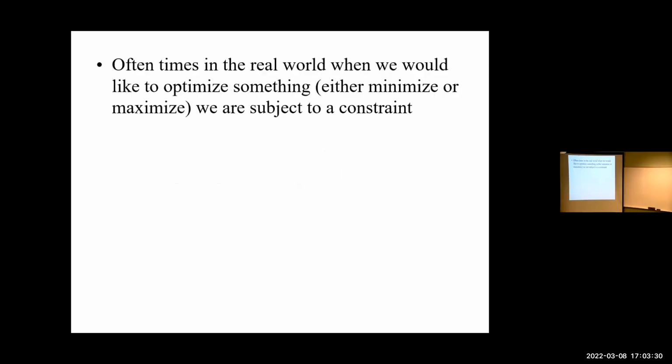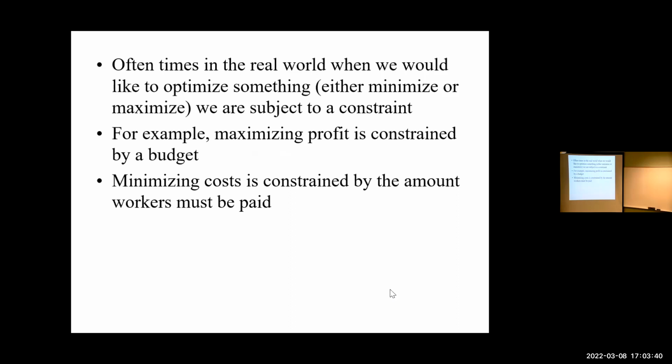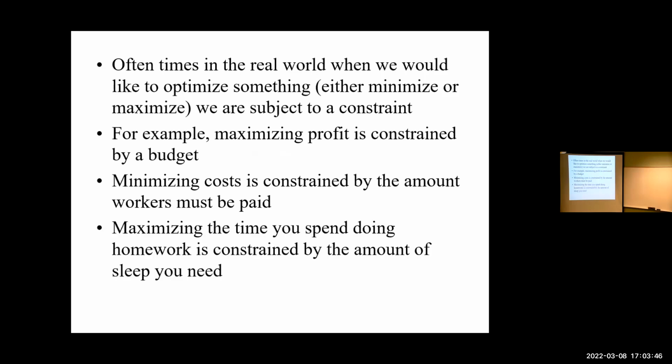So basically, we were talking about optimization last time. Well, most of the times that we're optimizing, it's with respect to some kind of constraint. We want to maximize profits given a budget, minimize costs given how much we have to pay our employees and how much our costs are. So a lot of optimization is what we call constrained optimization.